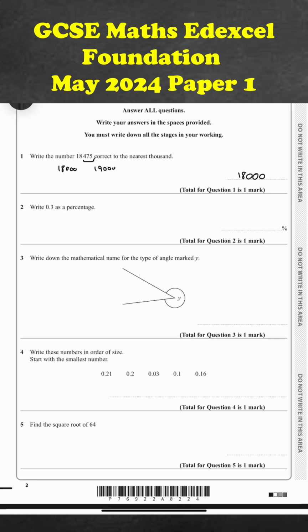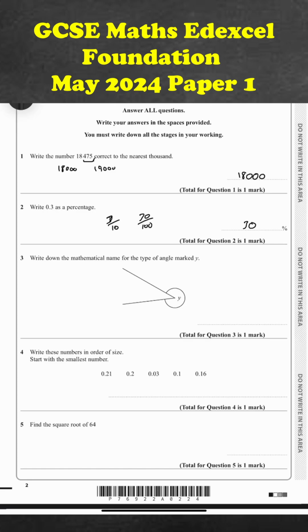Question 2. Write 0.3 as a percentage. 0.3 is the same as 3 out of 10, which is the same as 30 out of 100, which is the same as 30%.